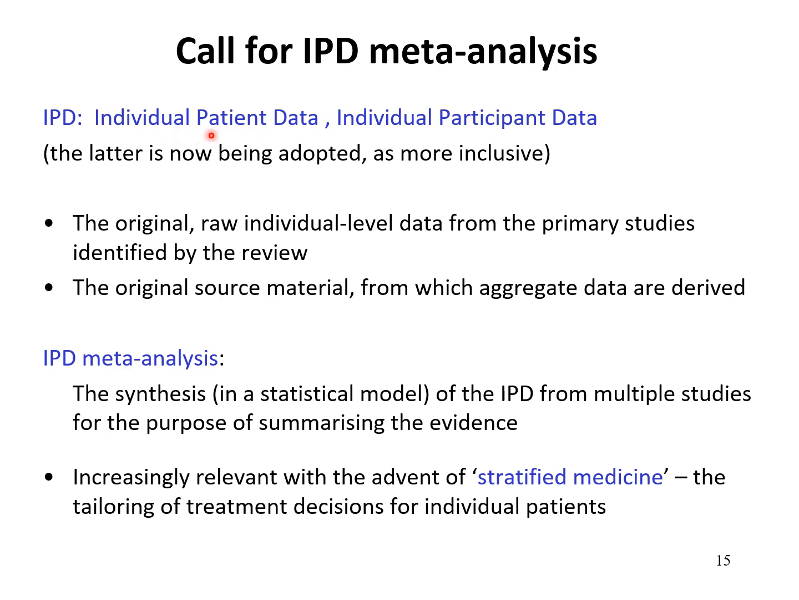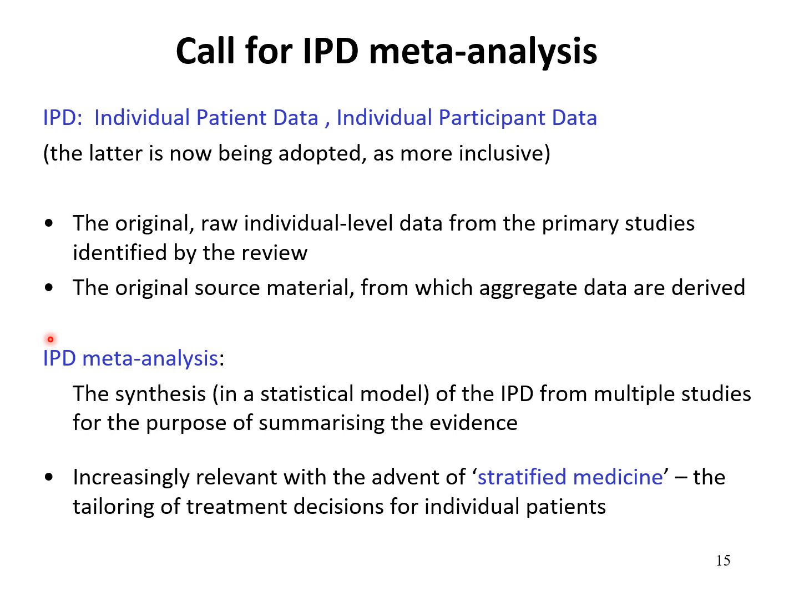So IPD means individual participant data. It used to be better known as individual patient data, but participant is a more inclusive term and should therefore be used. So this is a meta-analysis where rather than extracting aggregate data from publications, we're actually going to the original study investigators and asking for their raw individual level data. So this is at the participant level, so we'd have participant information about individuals' ages, their prognostic factors, their baseline characteristics, their outcomes at the individual level. So if you like, it's the original source material from which the aggregate data were derived for the publication.